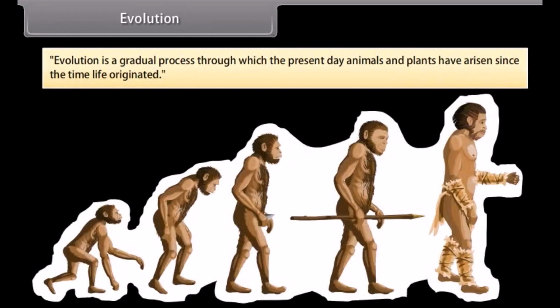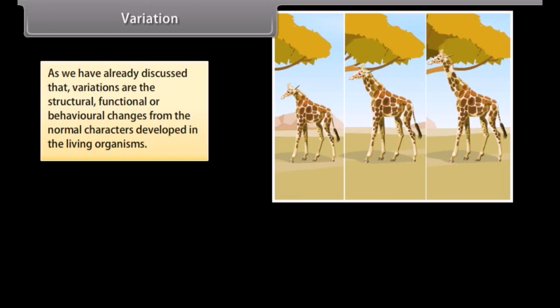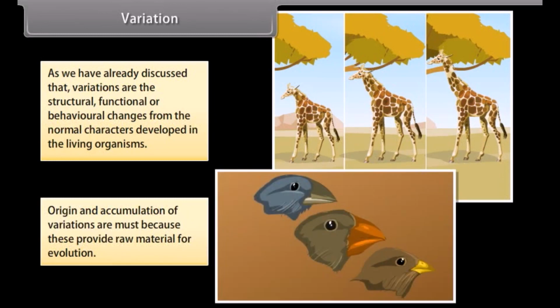Evolution. Evolution is a gradual process through which the present-day animals and plants have arisen since the time life originated. Variation. As we have already discussed that, variations are the structural, functional, or behavioral changes from the normal characters developed in the living organisms. Origin and accumulation of variations are a must because these provide raw material for evolution.